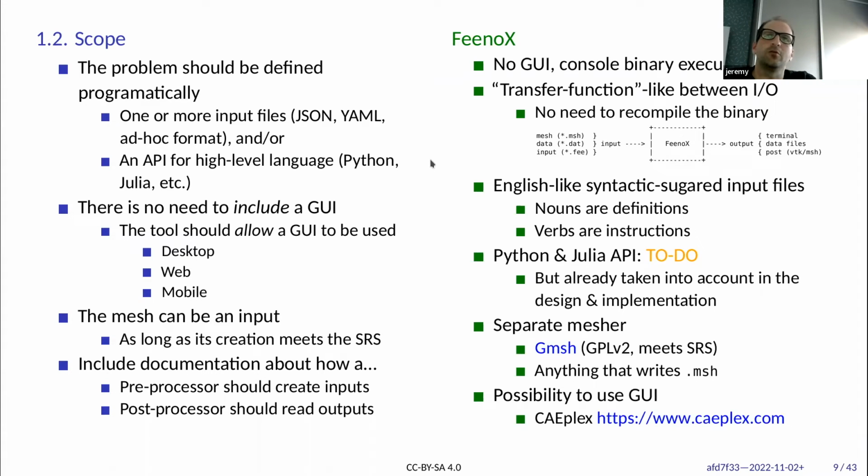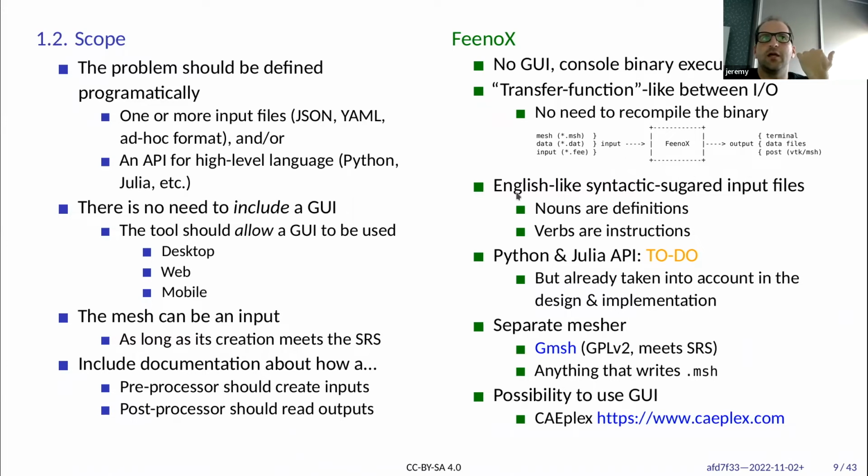Now, if you recall last week, there is no GUI in FeenoX. It's a binary executable. It works like a transfer function. There is a set of input files and a set of output files. So the input files are fed into the binary and the output files are written into whatever support you need. But there's no need to recompile the binary. Once you compile the binary, that very binary will read a wide variety of input files. It's not like a library where you have to recompile to solve a particular problem. We already went through this.